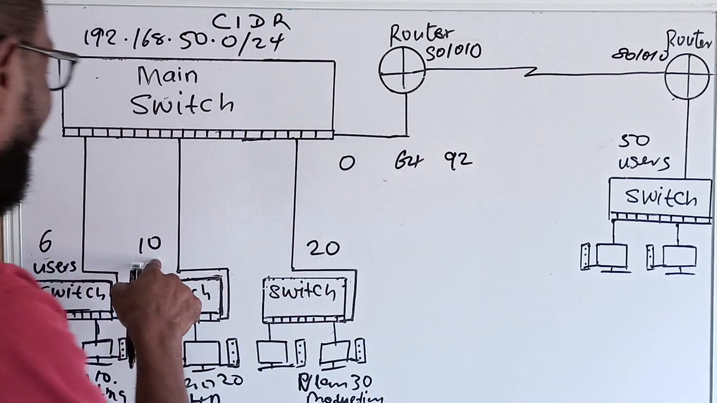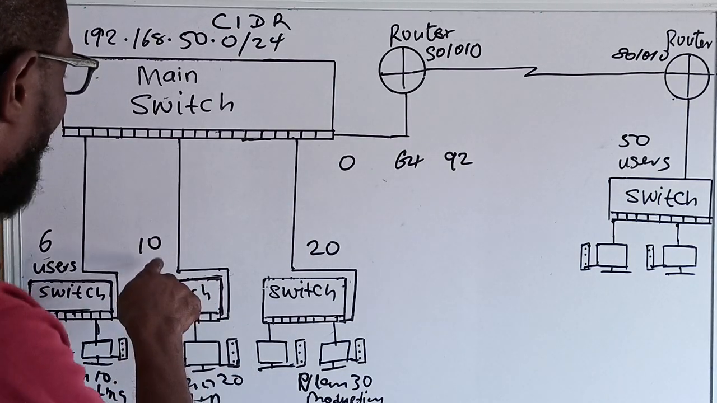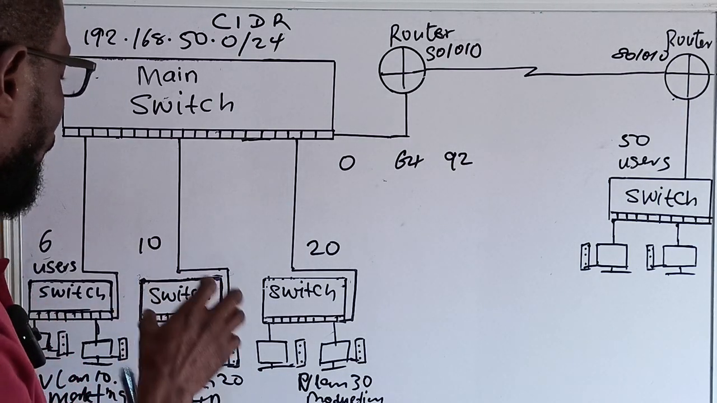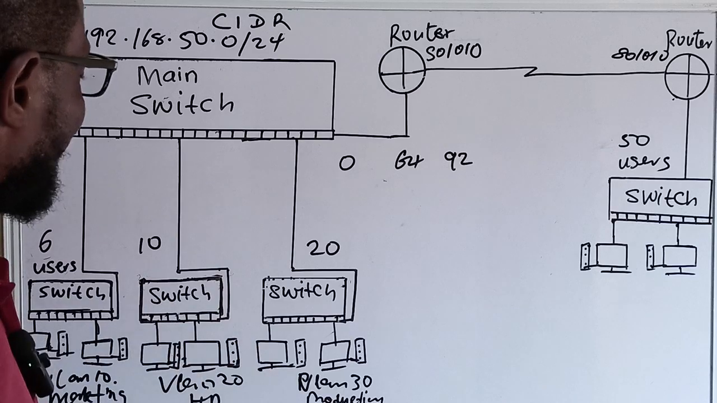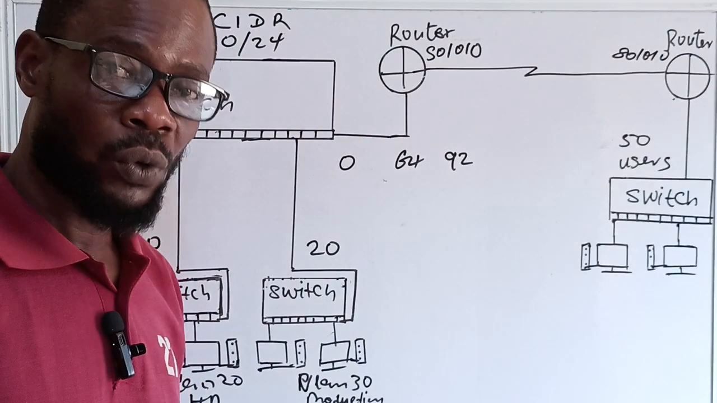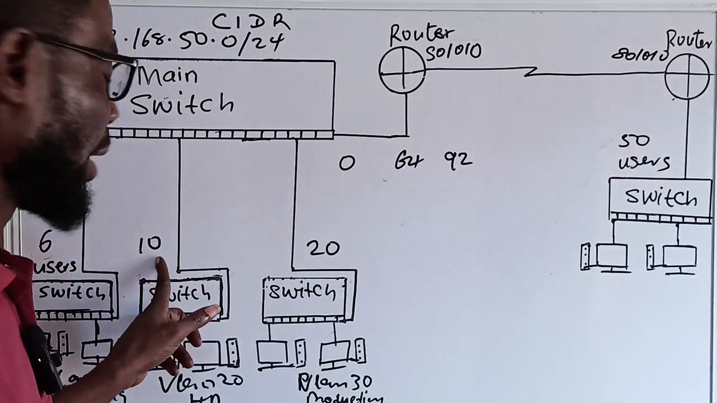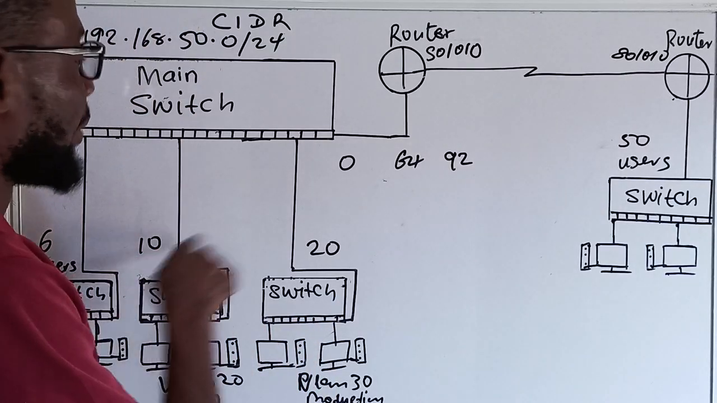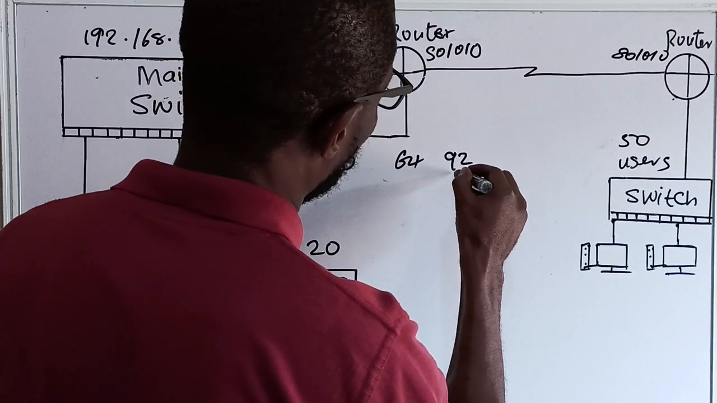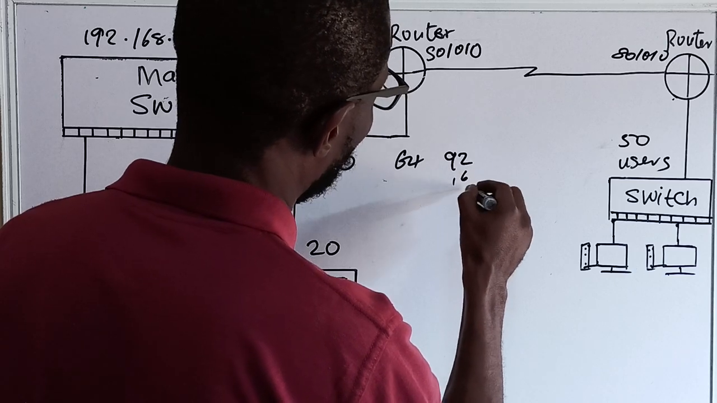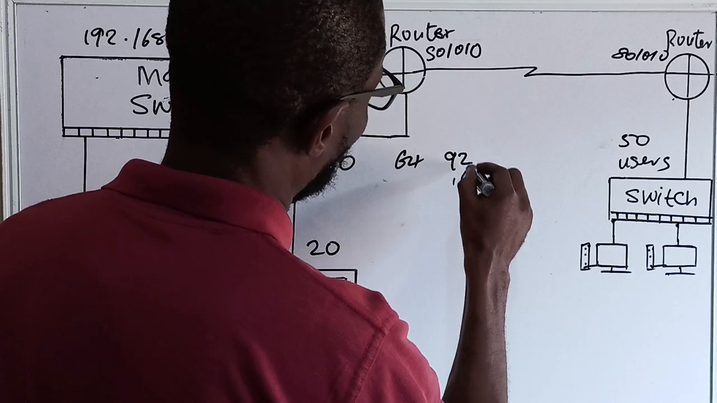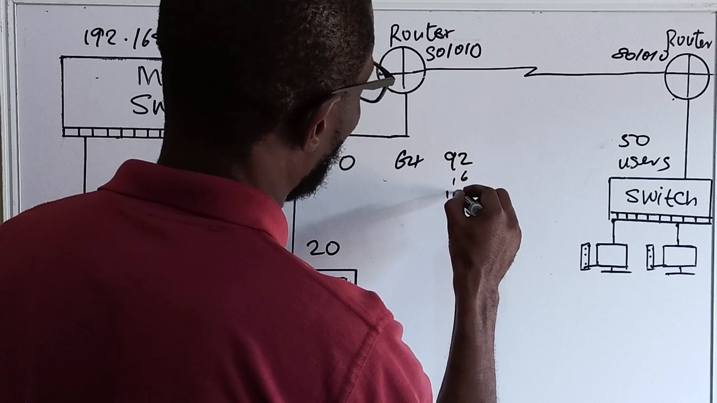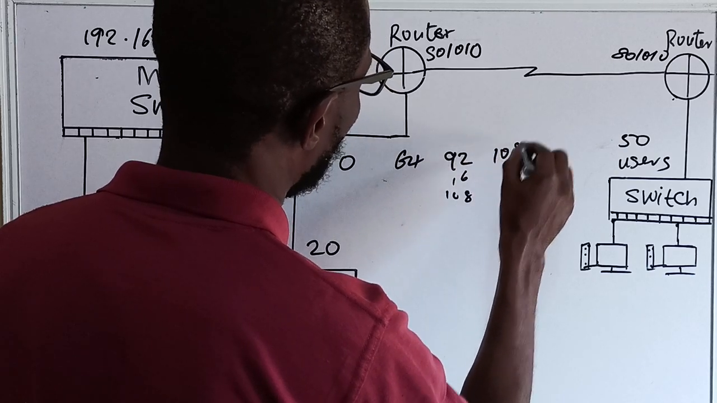Now you come to this, which is 10. Let's assign this IP address space so that we have about 16, or 14 valid hosts. We assign 10, and we still have 4 for growth. What do you need to do? That is 96 plus 16, which is 112.